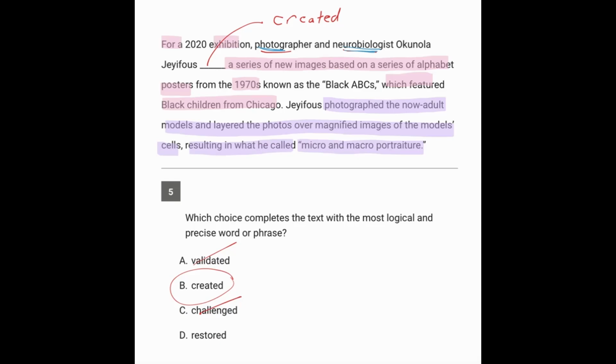You can restore a classic car, for instance. And so obviously that's different. And once again, the answer here is B.